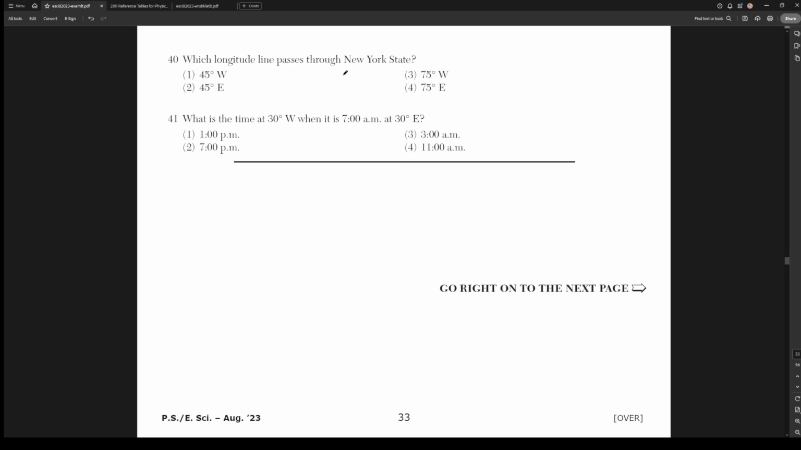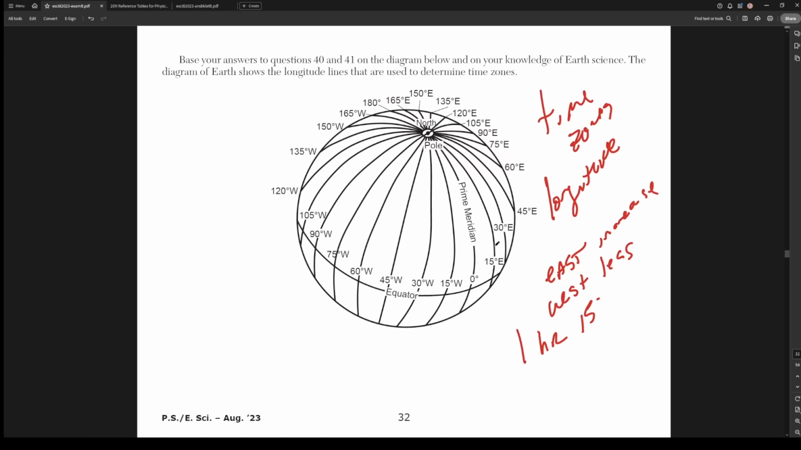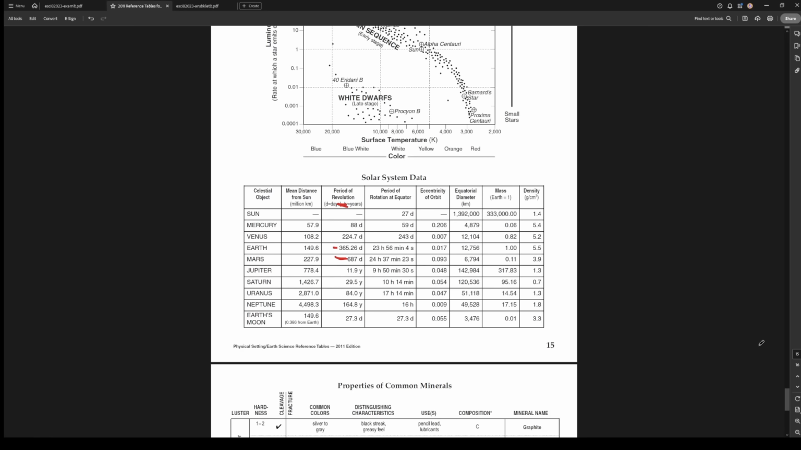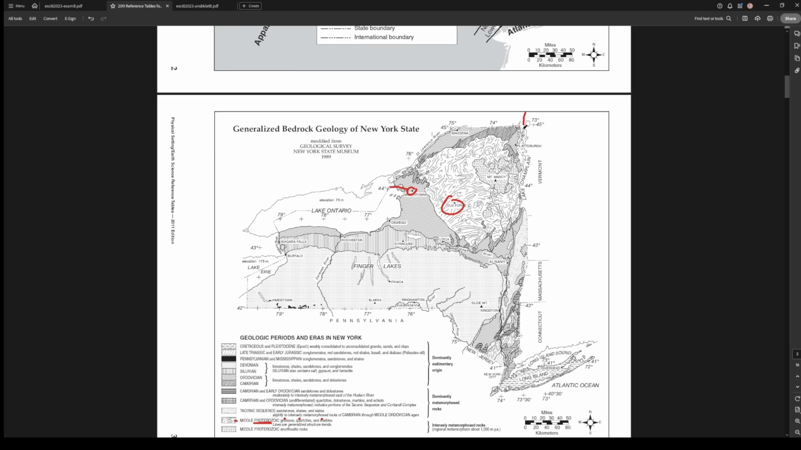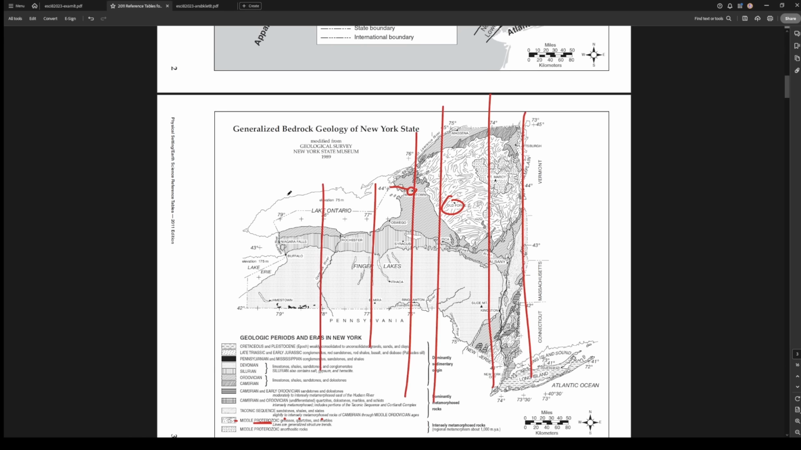Which line passes through New York State? Okay, so to do that, you could go here. That was surprising, actually, this question. Okay, here's New York State. Look, 73, 74, 75, 76, 77, 78, 79. So we're looking for 73 to 79.